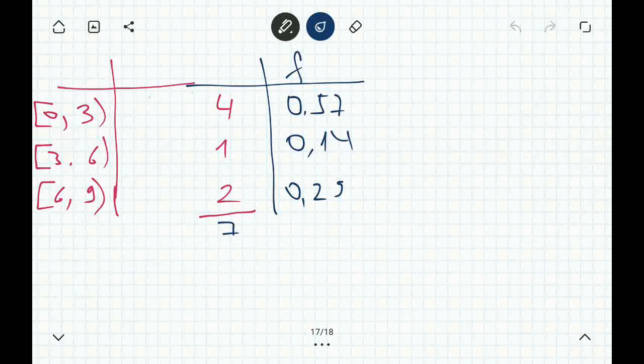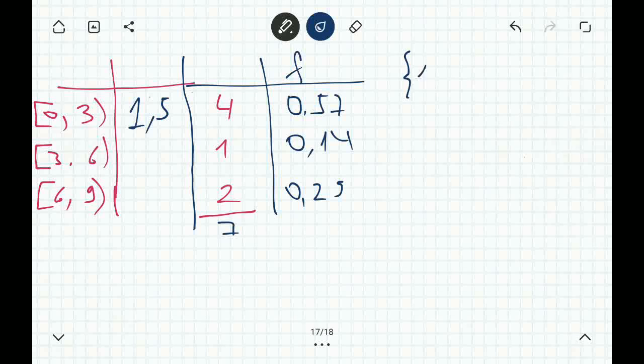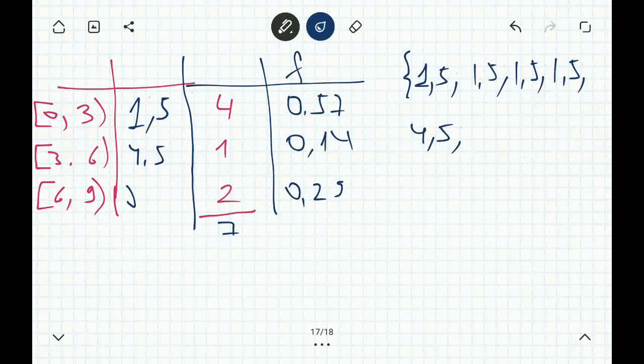So what I will do, I'll find the middle of this interval, the center. And the center is 1.5. And I will say, look, I don't know which 4 numbers we have, but I will assume that we just have 4 1.5s. So I'm assuming that my data looks like this: 1.5, 1.5, 1.5, and another 1.5. And then we have the next interval, and its center is 4.5. We know that there is only one number, so I just assume that number is 4.5. And then here we have 2 numbers between 6 and 9, and the center is 7.5. So I'll just assume that we have 2 7.5s.